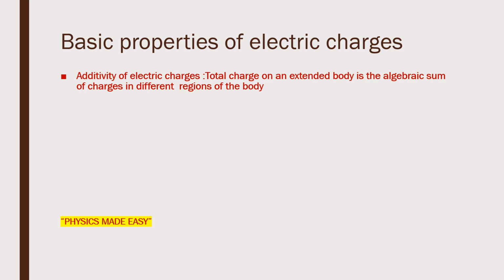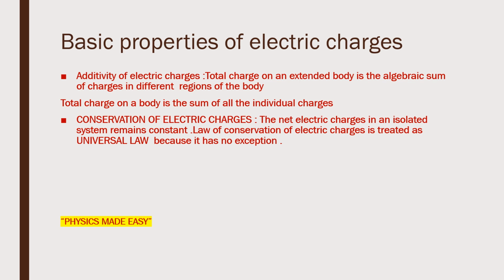The first property is the additivity of electric charges. We know that there are two types of electric charges, positive and negative. Like charges repel each other and unlike charges attract each other. To calculate the total charge on an extended body, it is equal to the algebraic sum of charges in different regions of the body. Total charge on a body is the sum of all individual charges. Positive and negative charges are added like real numbers.